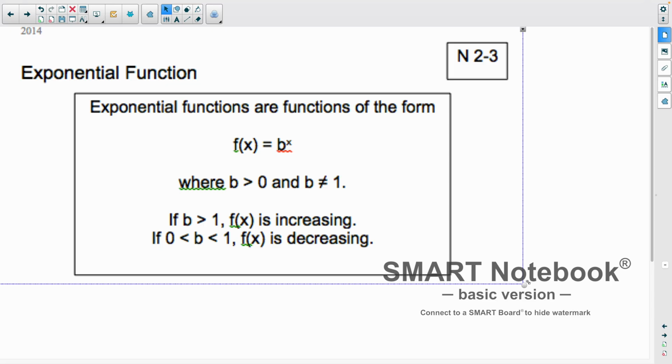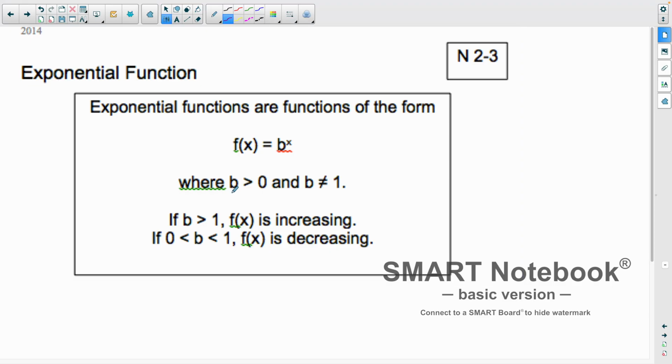All right. There's a couple things that have to be true about the base. The base has to be greater than 0, and the base cannot equal 1. Right? The base has to be greater than 0, and the base cannot equal negative 1. And somebody give me a reason why one of those is true. Why do I have to be bigger than 0, and why can't that be equal to 1?